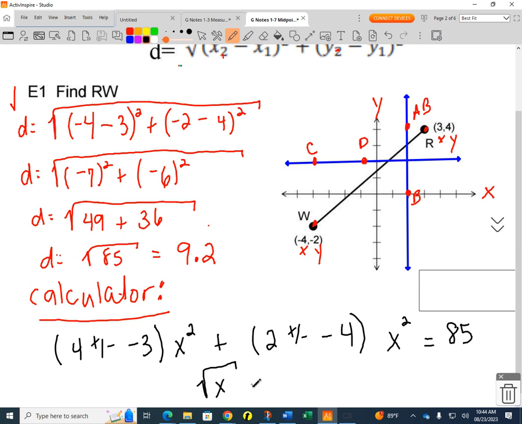See what you got? Now the square root button, the X underneath that on the calculator. Now hit that button. Ta-da! 9.2. Anybody need help getting there? Anybody else have a question on how you do it on the calculator? So if you're doing it on the calculator, you got to give me that first step in the answer.